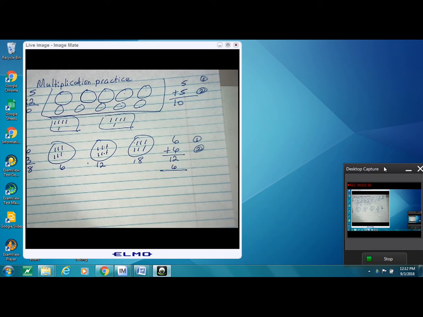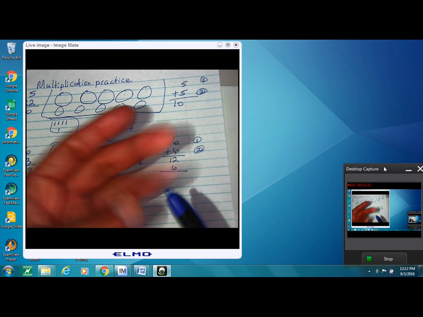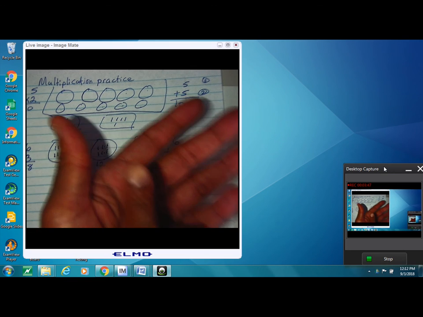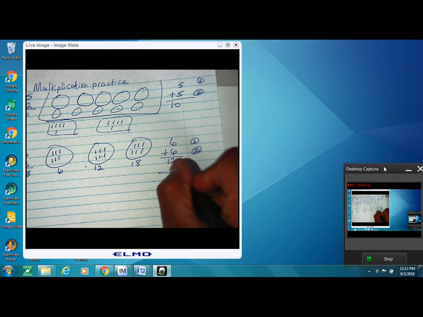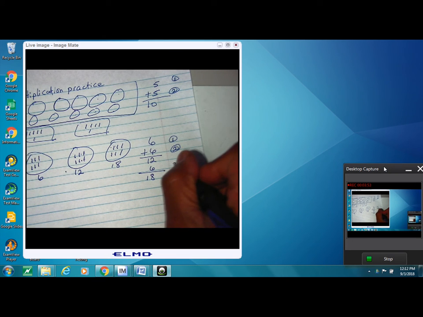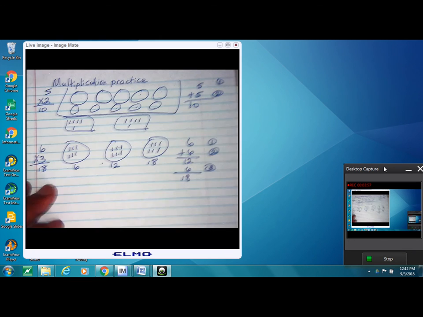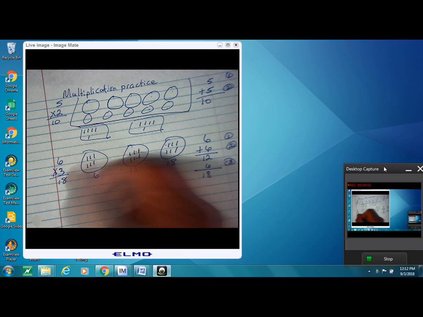And so I'm on 12, 13, 14, 15, 16, 17, and here's 18. Okay? So 12 plus 6 is 18, and that's the third time I added it. So you can know that 6 times 3 is 18, or you can do this.